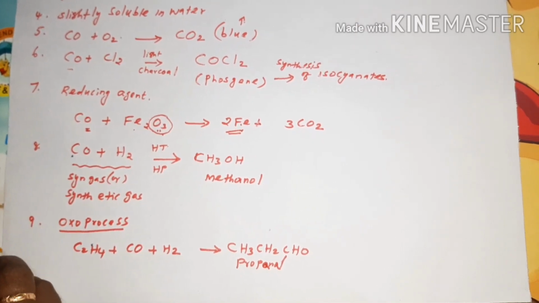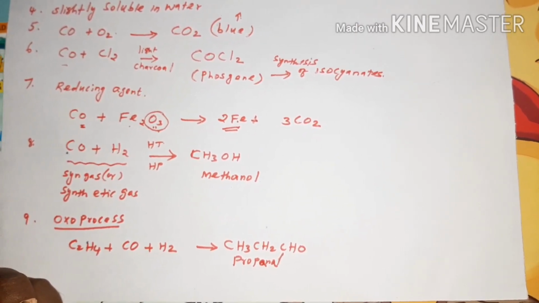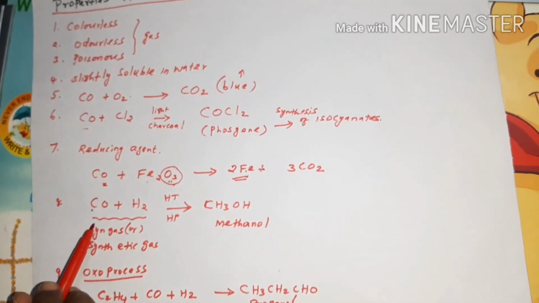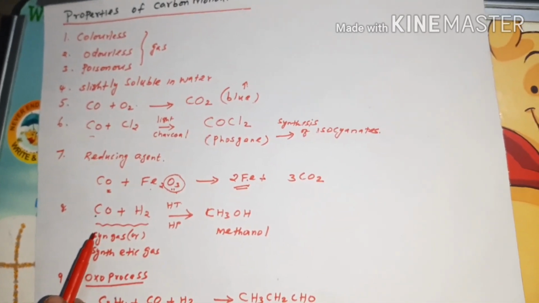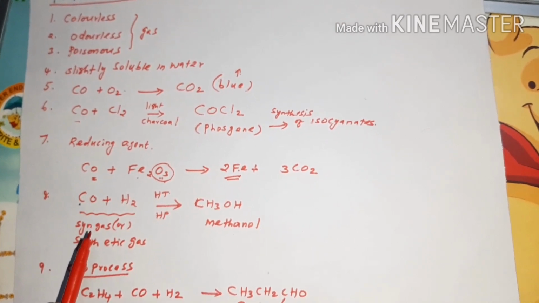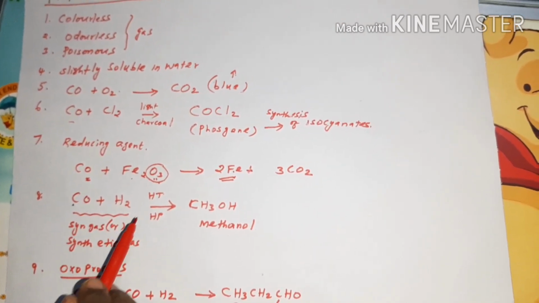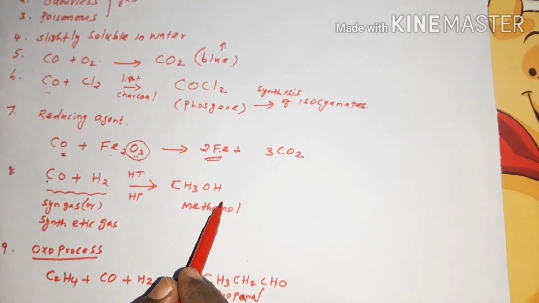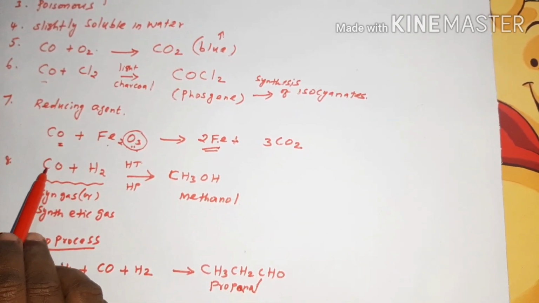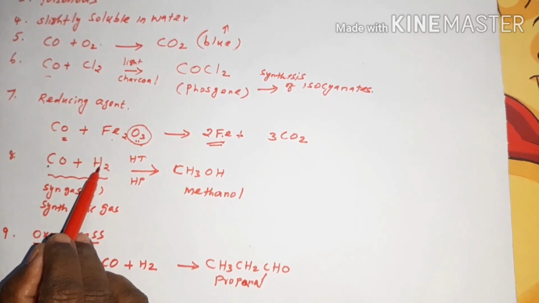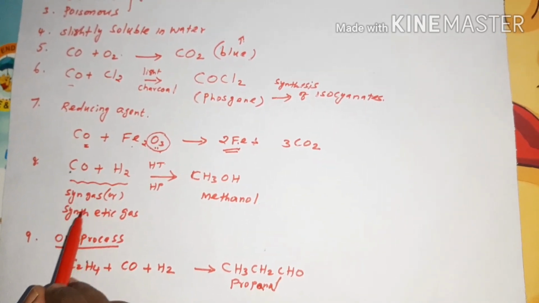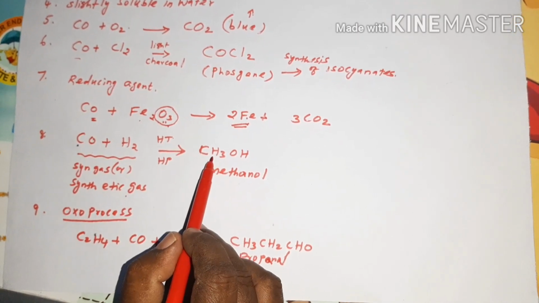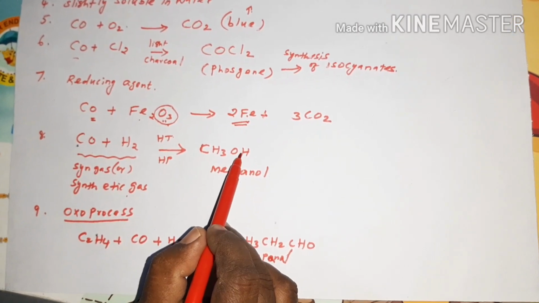So now the eighth property is, under high temperature and pressure, when carbon monoxide and hydrogen both are reacting together, we are getting methanol. A mixture of carbon monoxide and hydrogen is called syngas or synthetic gas. The formula of methanol is CH3OH.